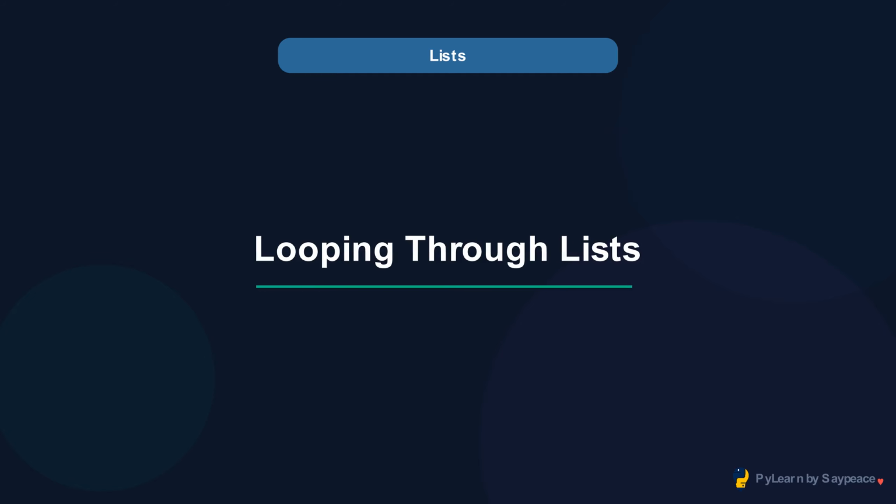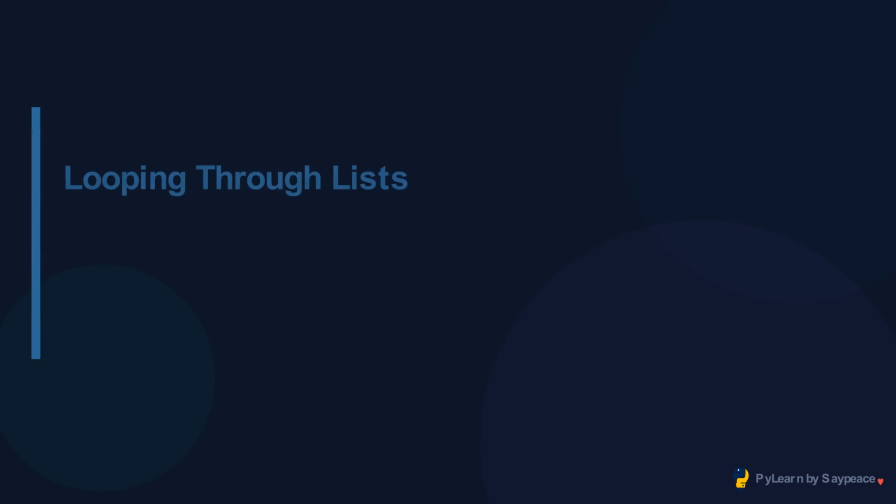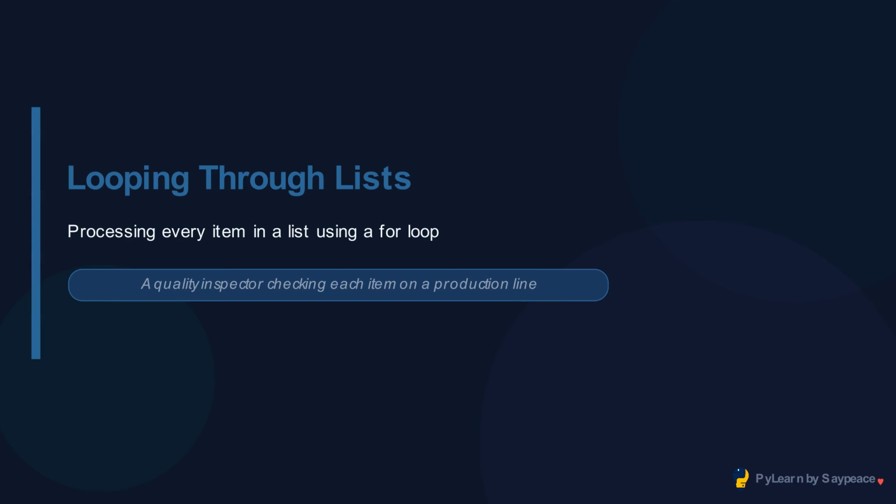Welcome to looping through lists. The combination of lists and for loops is one of the most powerful patterns in Python. You can process, filter, and transform every item in a collection with just a few lines of code.